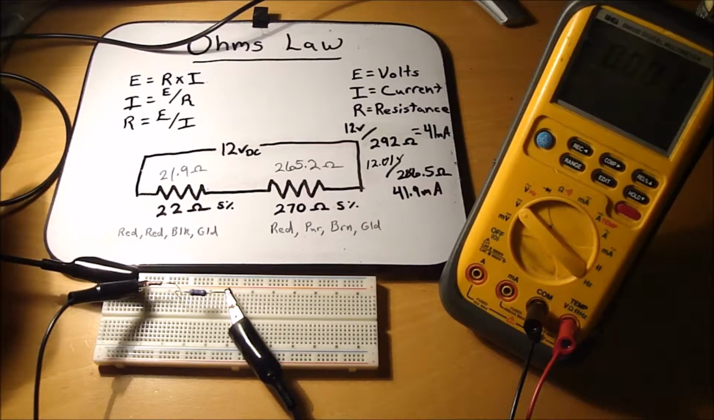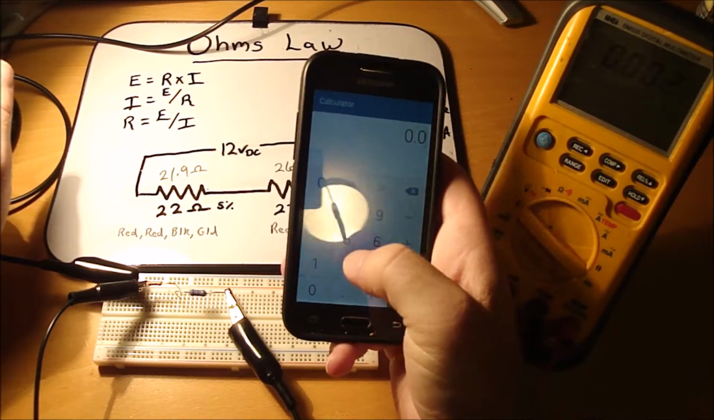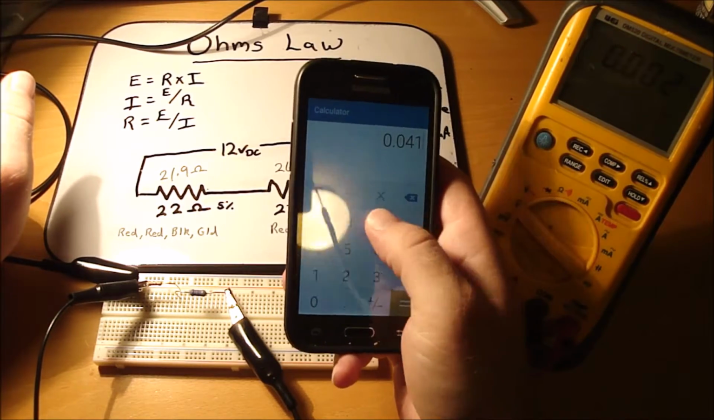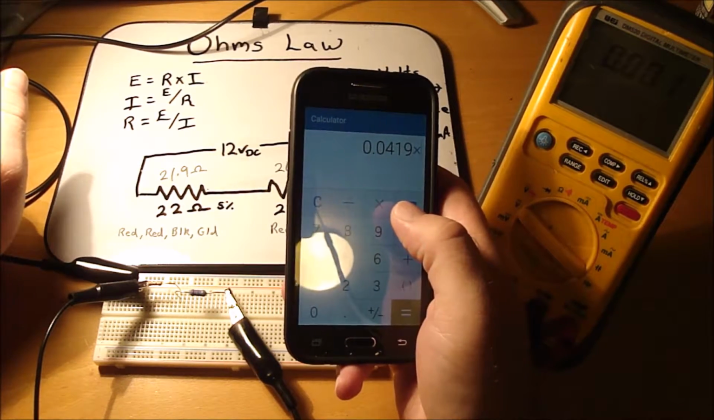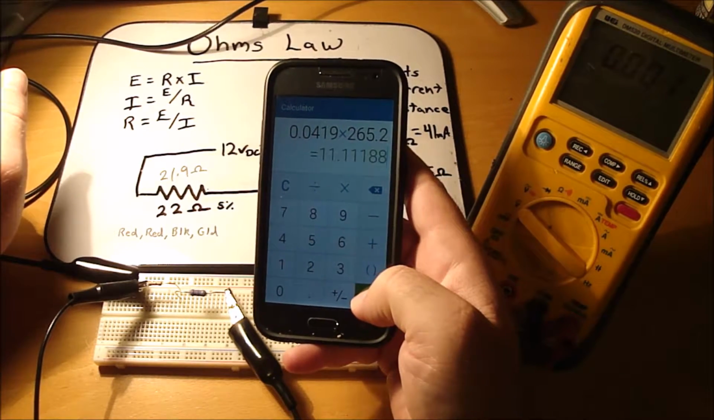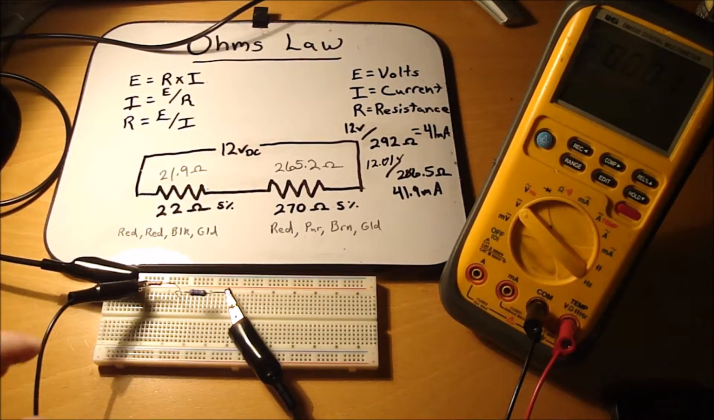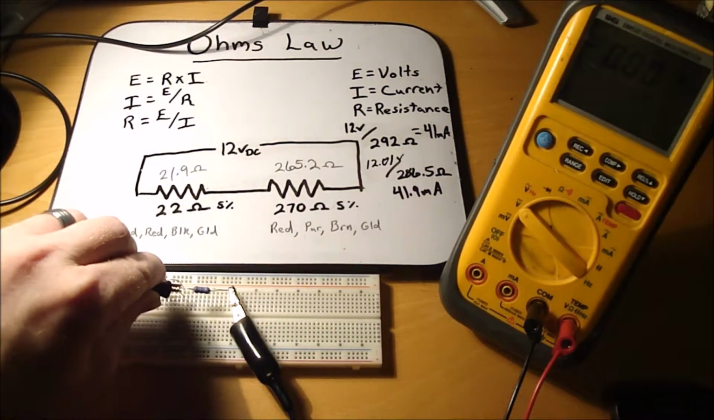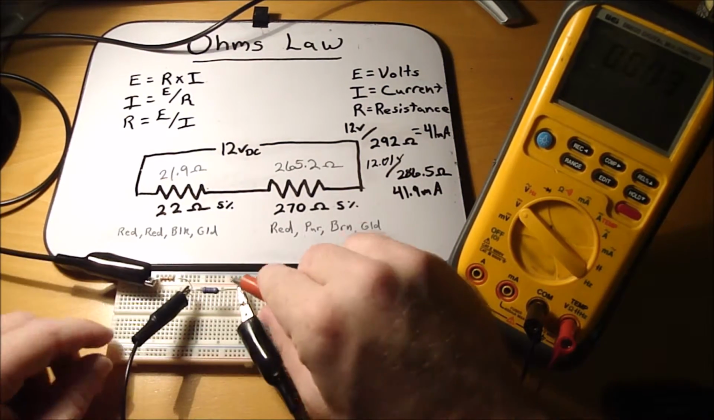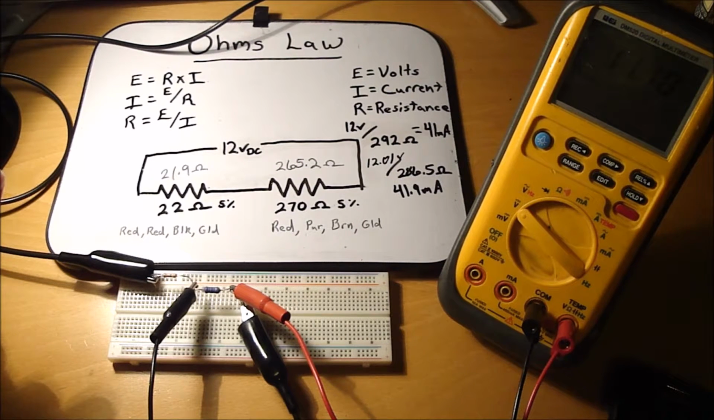Let's get out our calculators. You gotta change milliamps to actual amps, so it'd be 0.0419 times 265.2 equals 11.11 volts. Alright, let's see if that's really what it is. And that's pretty close. It's 11.10. Alright, so that equation works.